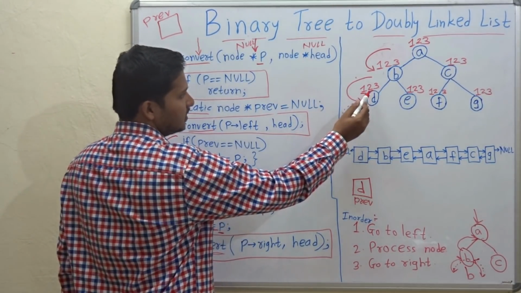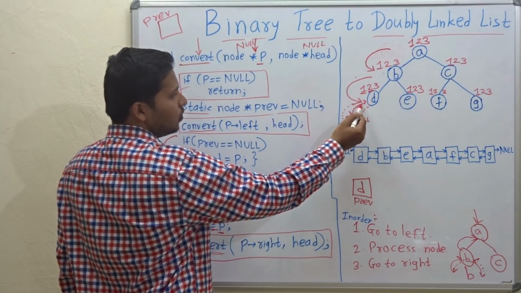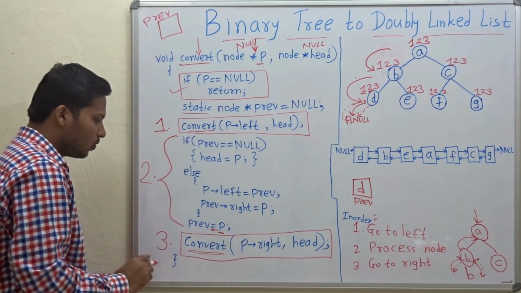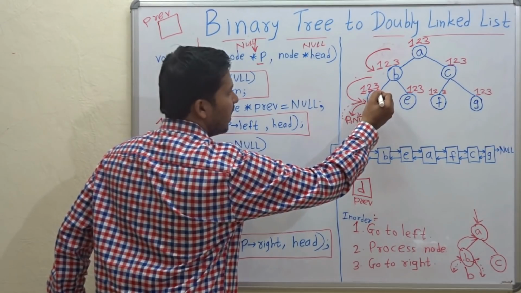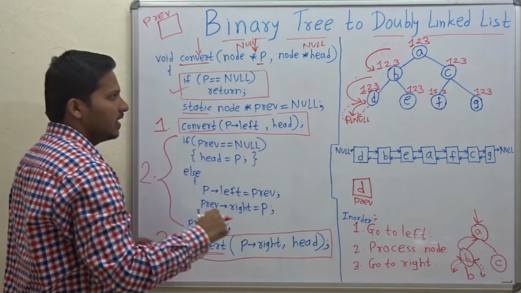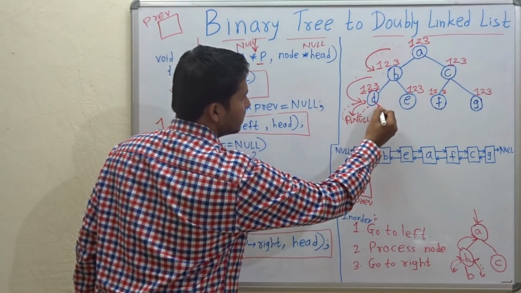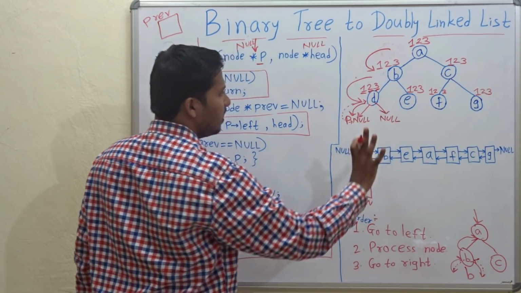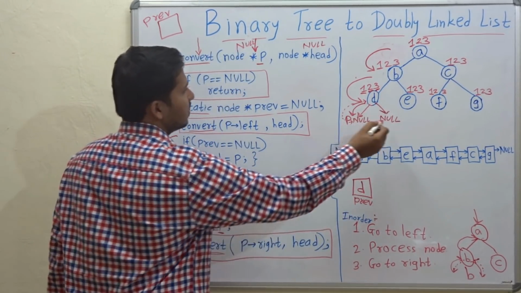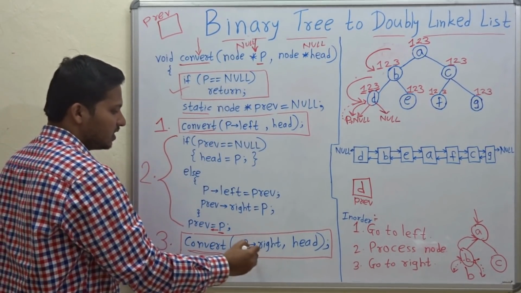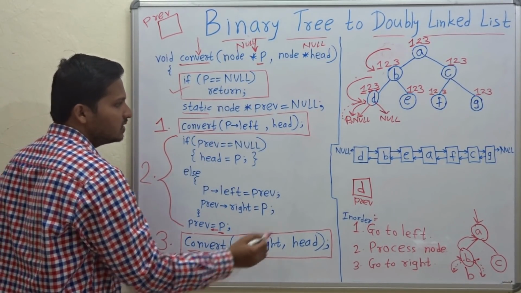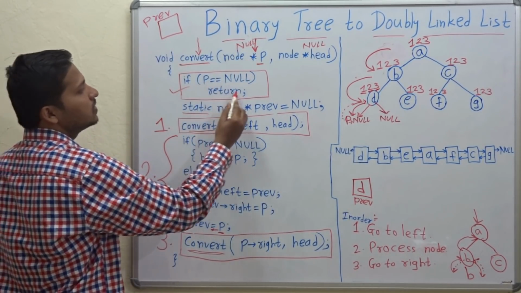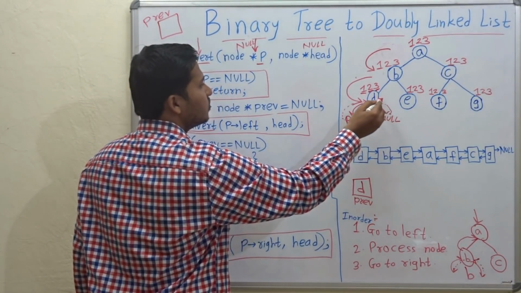As you see, the first step is over, we went to left, then we processed the node, so the second step is also over. Now the third step is remaining. So let's follow the third step. The third step tells us to go to the right. As there is nothing to the right, there is null. So null is passed again in this recursion, because the right node of P is null. So again this condition is satisfied, P equal to null, return. So we return to the parent.